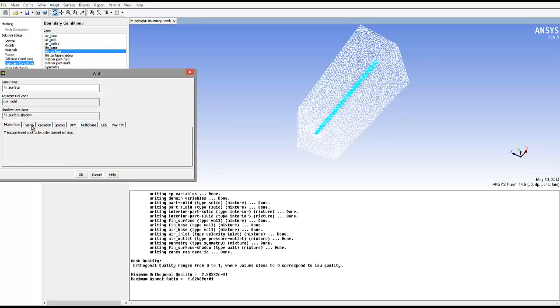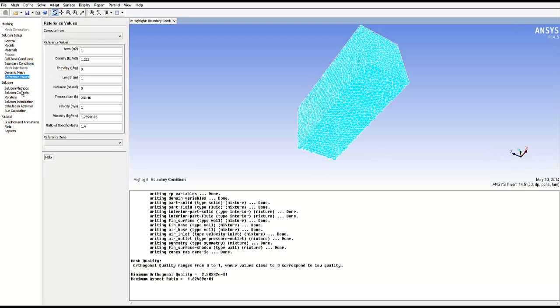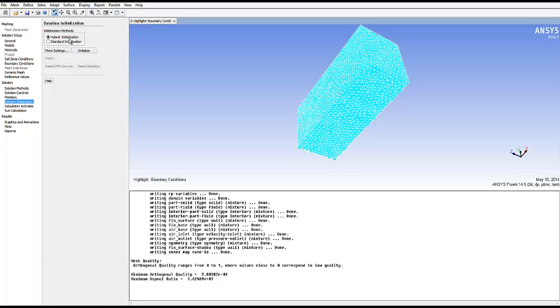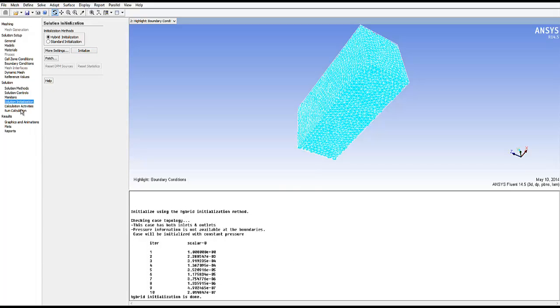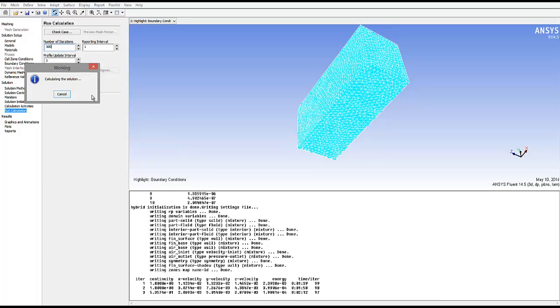It's important to check that the surface of the fin is set to have a coupled wall treatment. And that is to enable the solver to take care of everything that takes place on the interface between the surface of the fin and the surrounding air.